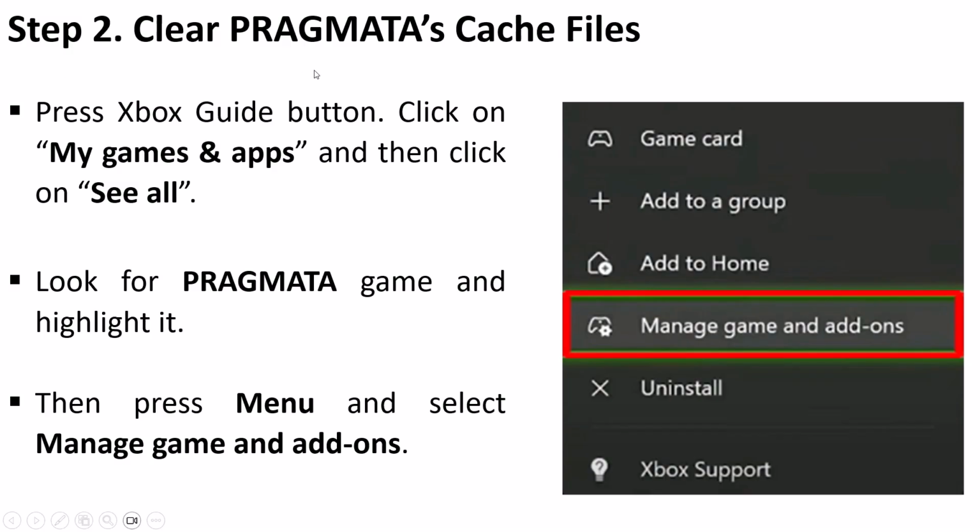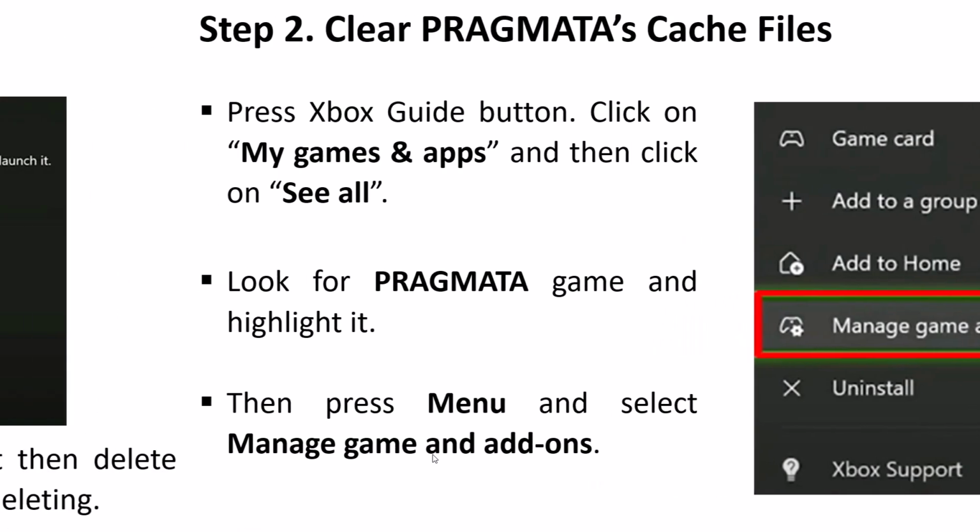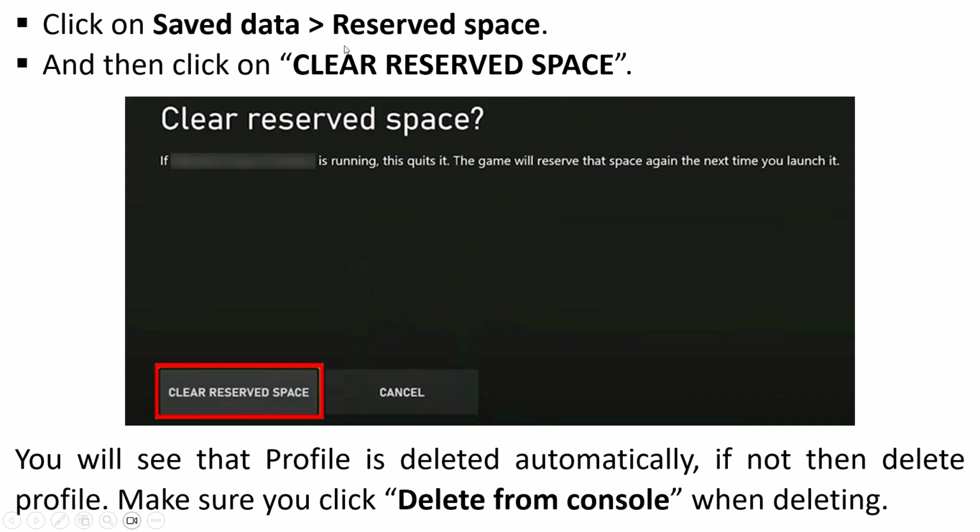Step 2 is to clear PRAGMATA's cache files. Press Xbox button, click on my games and apps and then click on see all. Look for PRAGMATA game and then highlight it. Then press menu and select manage game and add-ons. Click on save data reserve space and then click on clear reserve space.